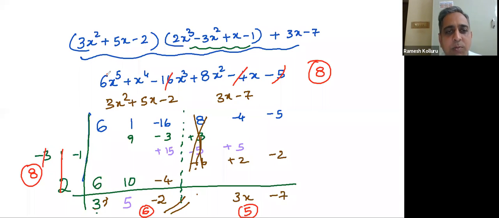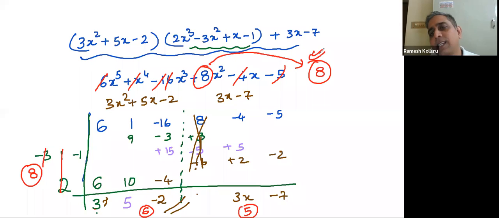6 plus 6 minus 6 plus 1 minus 1. 8 remains. So which is my correct answer? So I can say all the sides I can verify. So this is my division.